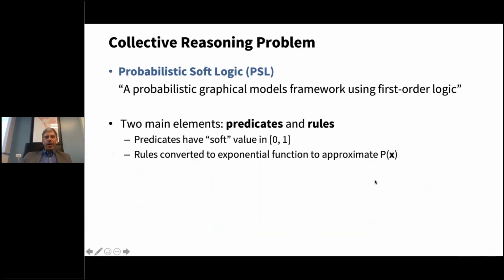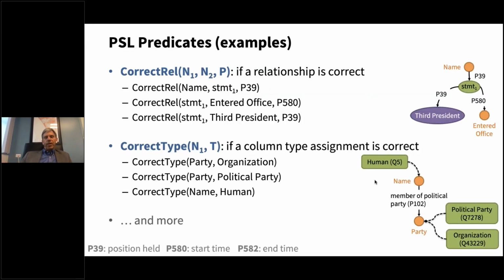So how do we actually come up with that? Here we have a collective reasoning problem, and we're going to use what's called probabilistic soft logic, which is a probabilistic graphical model framework that uses first order logic. And really what happens here is we're going to have a set of predicates and rules, and it's soft logic because these predicates have soft values between 0 and 1. Essentially, you take all the rules, convert them into some exponential function that you can then approximate and come up with what's the most likely description.